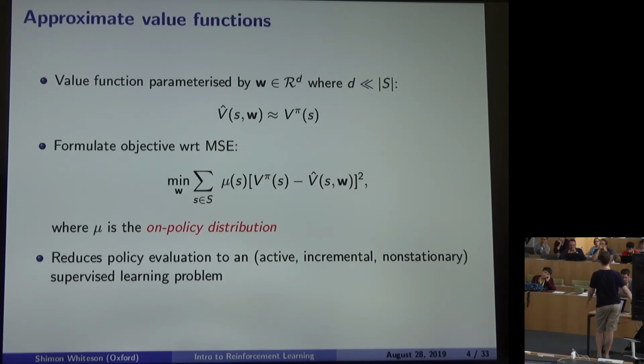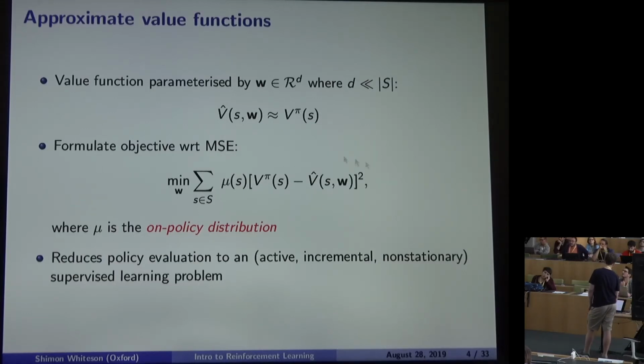So we've reduced policy evaluation to a supervised learning problem. However, it's not exactly like the supervised learning problems we typically see. So it's an active problem. So again, the agent has some control over the data that is collected. So we're not just doing supervised learning on some fixed data set. It's an incremental learning problem because the data is coming in bit by bit. We don't have some fixed data set given to us in advance. And perhaps the most significant problem, it's a non-stationary one. And there are multiple sources of non-stationarity here. So this will become clearer as we go on, but just to give you a hint now.